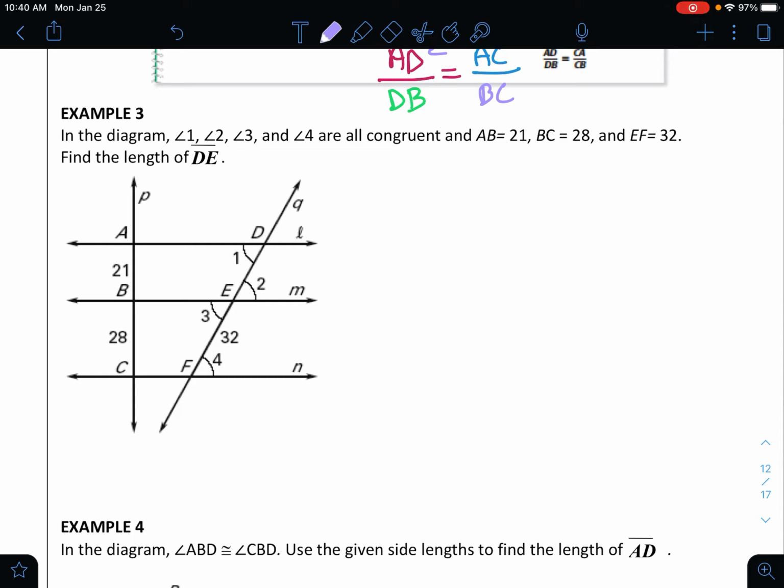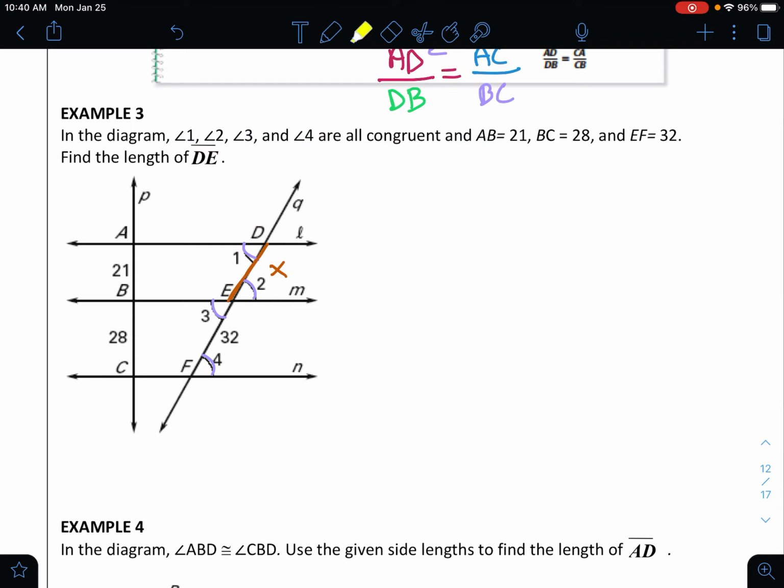Okay, so I have like segments in each part of the fraction. Let's take a look at number 3. In the diagram, angles 1, 2, 3, and 4 are all congruent. So you can see them marked right here, 1, 2, 3, and 4. And AB is 21, so I have that labeled over there. BC is 28, that's also labeled, and EF is 32. Find the length of DE. I want to find this length. So let's just call it X for now.